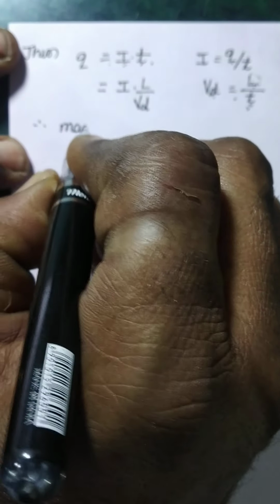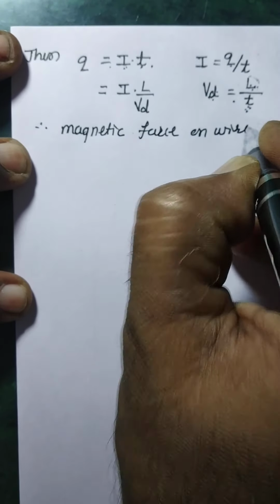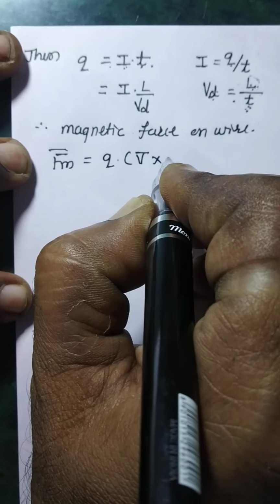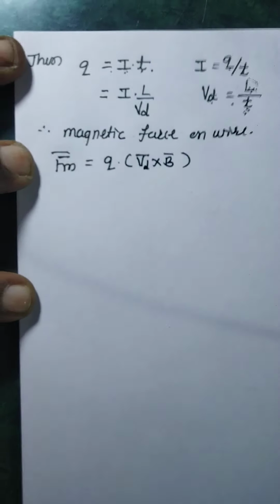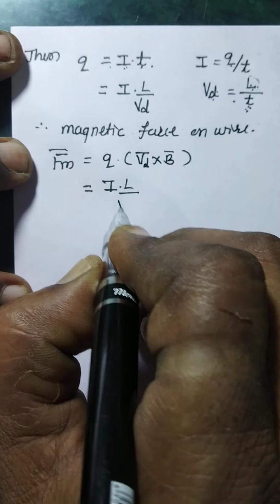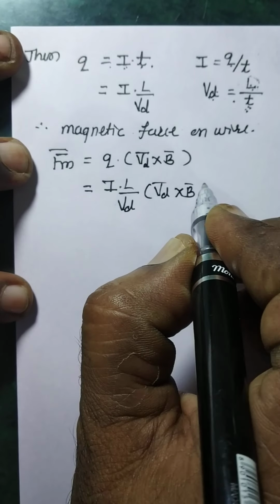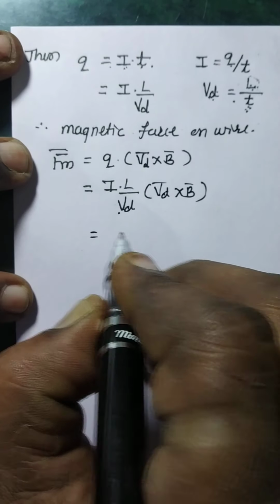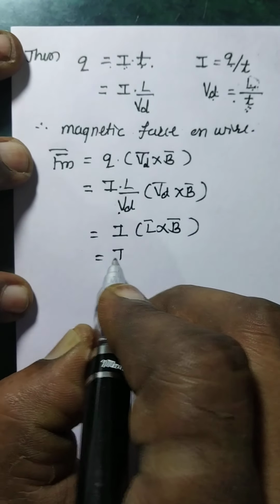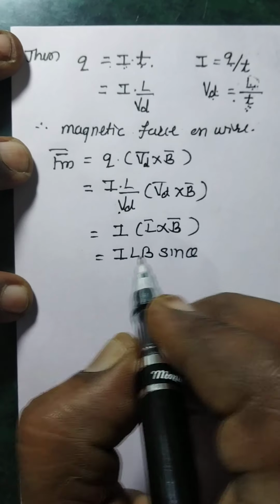Okay, and therefore the magnetic force on the wire, that is Fm, is equal to Q into V cross B. V means drift velocity, which is nothing but, putting the value of Q, I into L divided by VD, into VD cross B. VD by VD cancel, which is nothing but I into L cross B, which is equal to I L B sin theta.